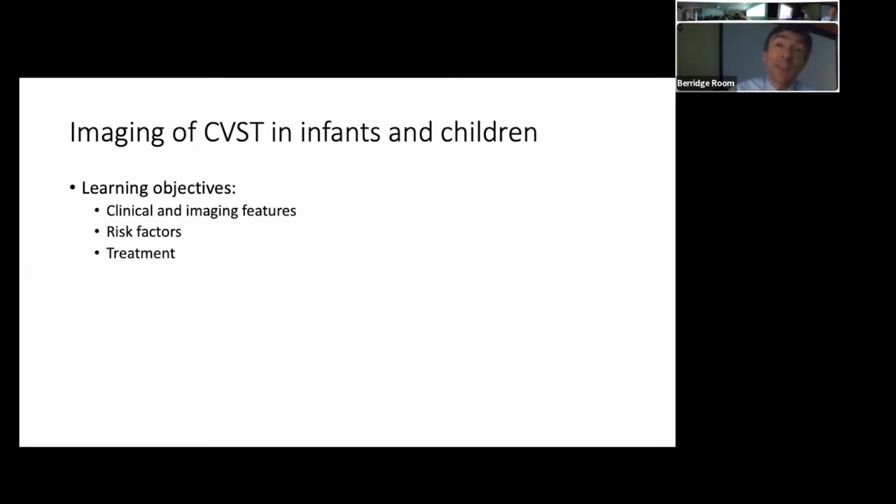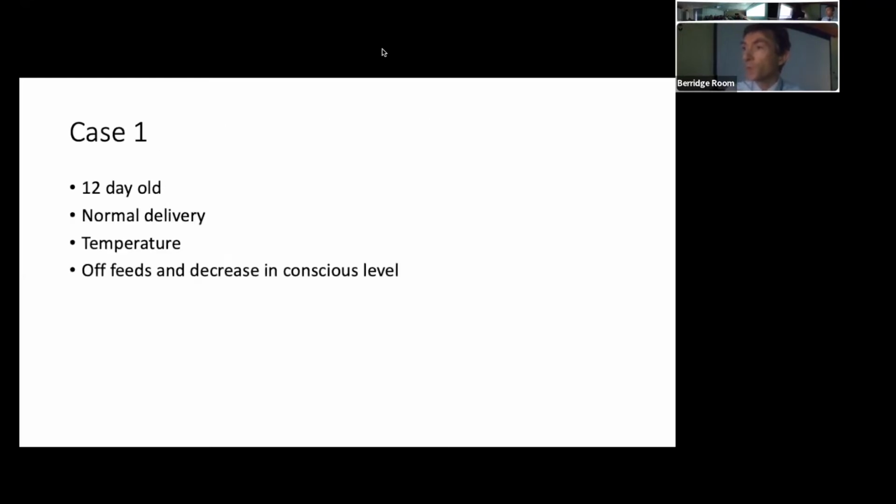So we're going to focus mainly on the imaging features, and really the incentive or the prompt for giving this talk were 2 cases that we saw over the summer in neonates, actually, infants with venous sinus thrombosis. So I'll start off just showing you these 2 cases. So the first case was a 12-year-old, I think he was a little boy.